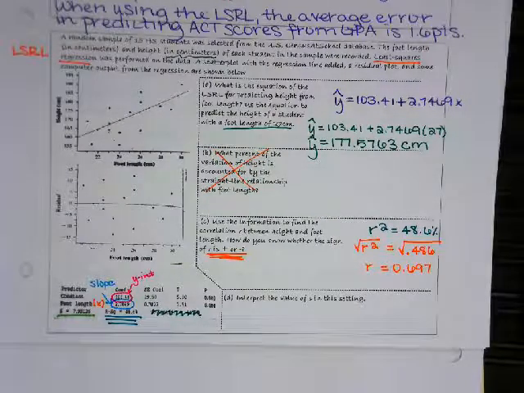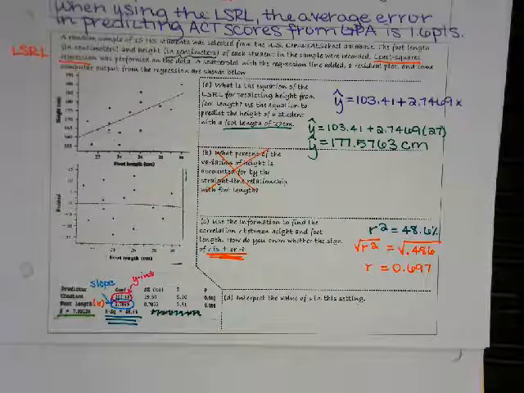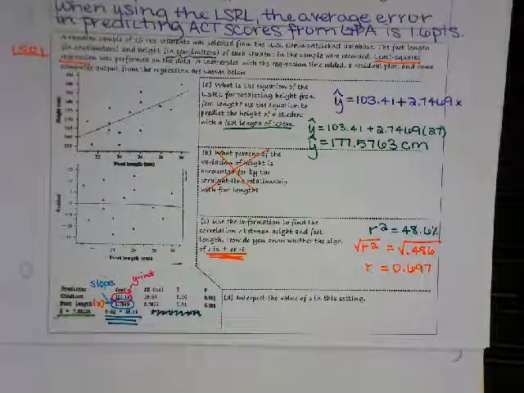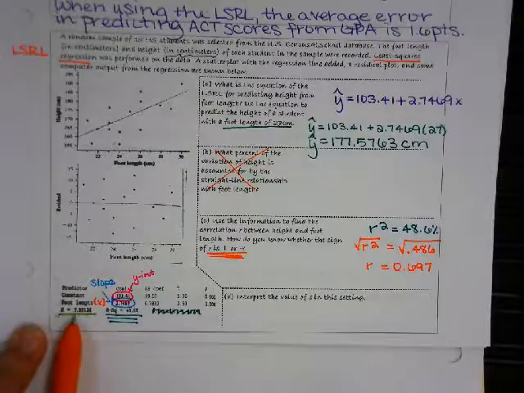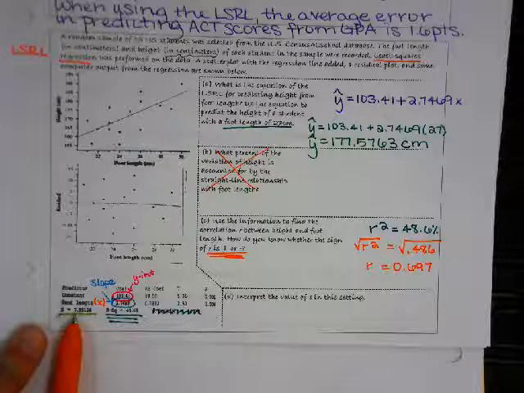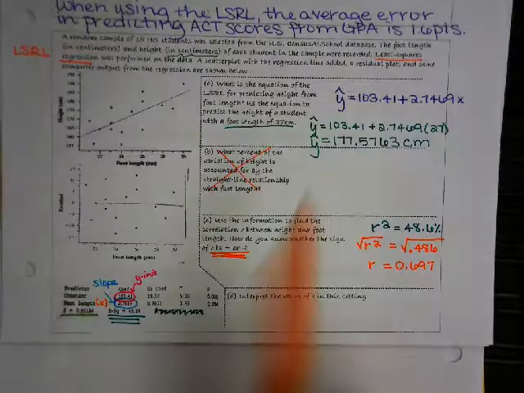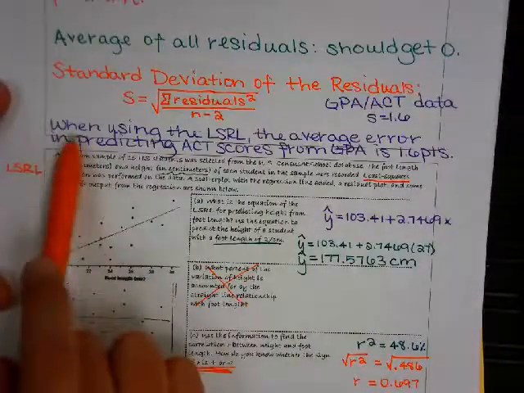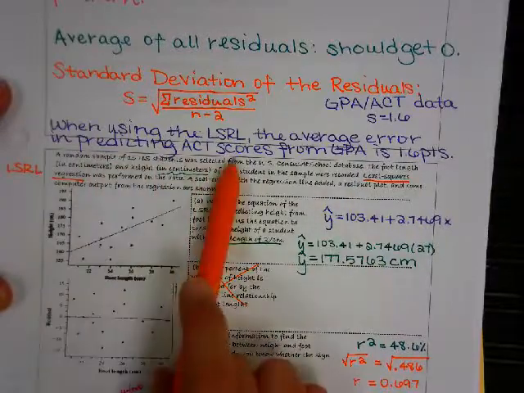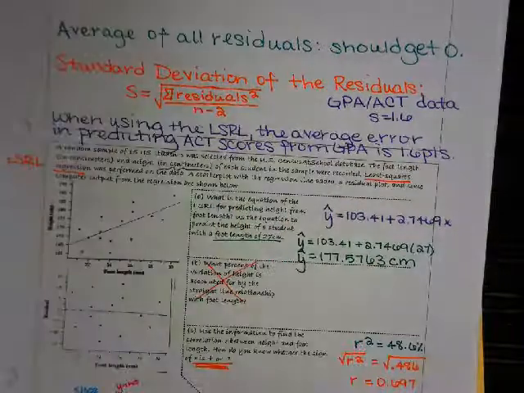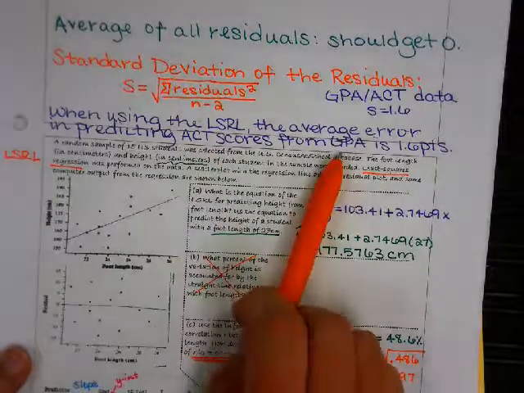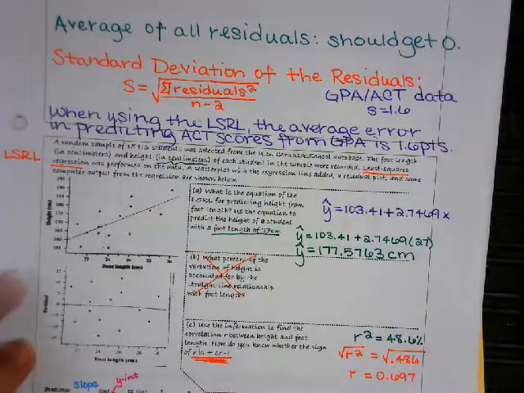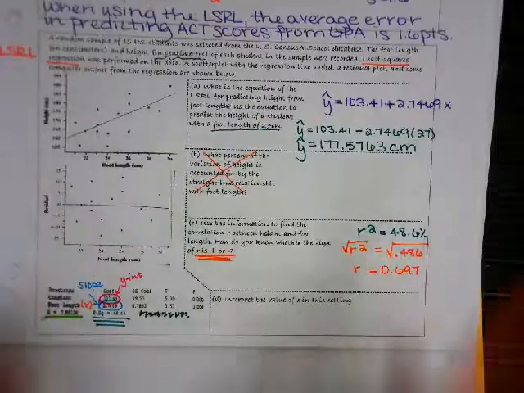All right, so I'm going to have you guys do D. I already showed you where S is in the computer output. On the above, I showed you how to make an interpretation of S. Just make sure that you don't just copy down ACT scores and GPA, because those aren't the variables we're using here. We're predicting height from foot length. So I want you guys to interpret that value of S for me.